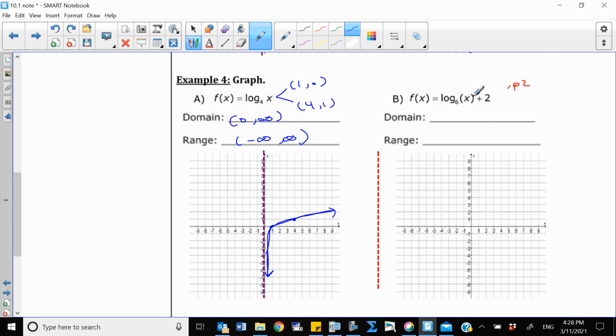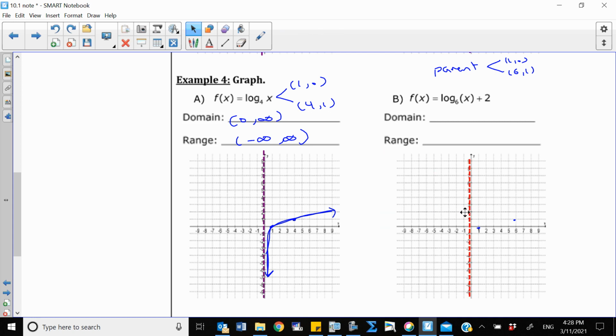Next one, we have log base 6 of x plus 2. Okay, so let's graph the parent function first. For the parent function, the 2 points are (1, 0) and (base, 1). So (1, 0), (base, 1). These are the points for the parent function. And the asymptote is at x equals 0.